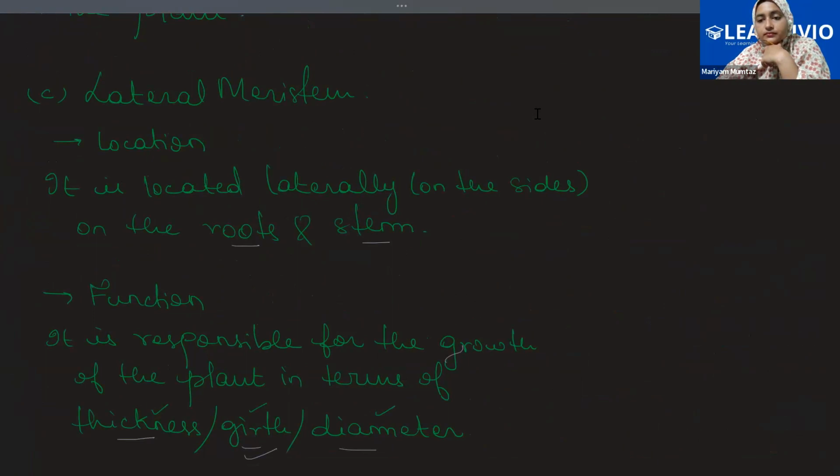Ma'am, the permanent tissue may be living or dead. See, whether it is living or dead is not actually the basis of difference. The main difference is that the meristematic tissues are actively dividing. They are the tissues that divide a lot. But the permanent tissues have lost the property of division, meaning they are not able to divide anymore.